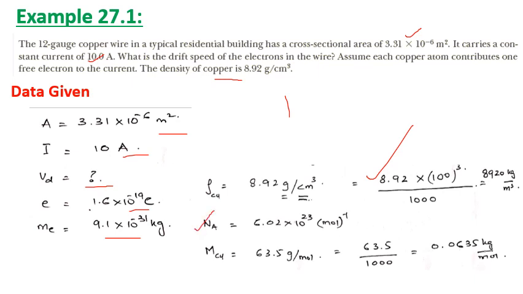Na is the Avogadro's number, which is 6.02 into 10 to the power 23, and m, the molecular mass of copper, is 63.5 grams per mole. I'll convert these grams per mole into kilograms per mole. So dividing it by 1000 gives me 0.0635 kilograms per mole. This is the data which I'll use to calculate this drift velocity. The Avogadro's number and the molecular mass are not given, but without these two things, we won't be able to calculate drift velocity.